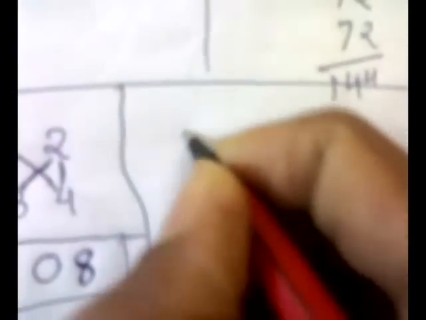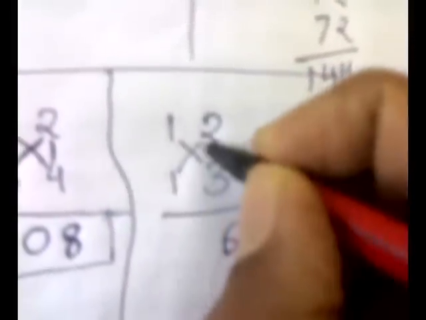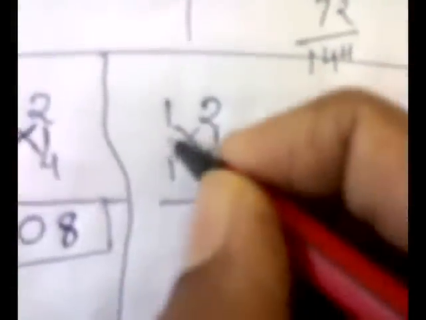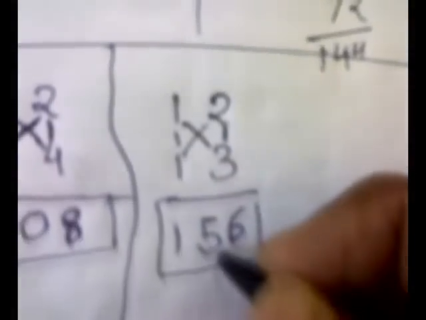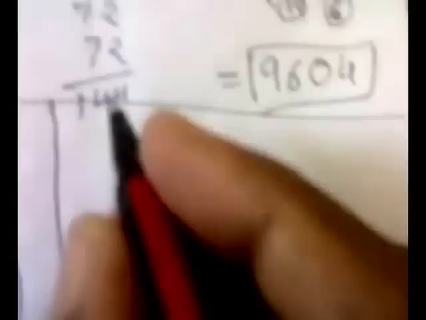Let's take another example. 12 multiplied by 13. So 3 twos are 6, 3 ones are 3, 2 ones are 2. So 3 plus 2 is 5 and 1 one is 1. We get the similar answer as here. Let's take this example also. It is 56 multiplied by 78.